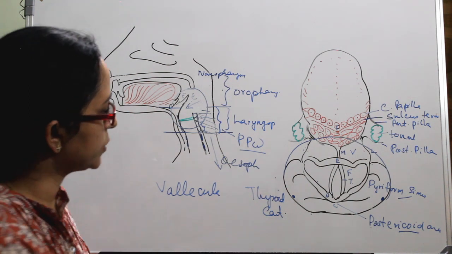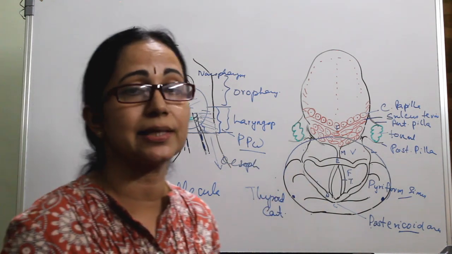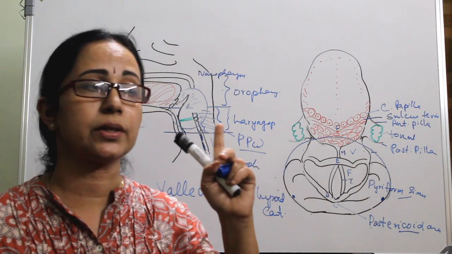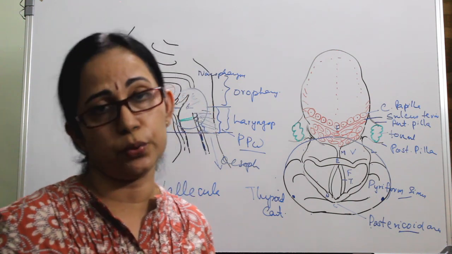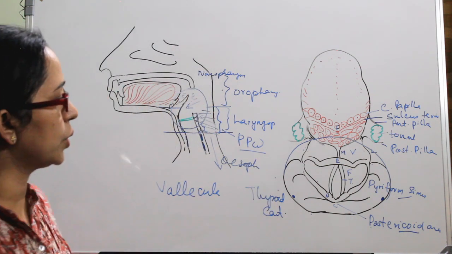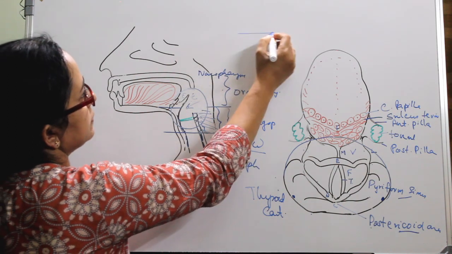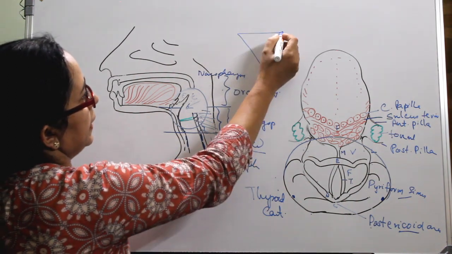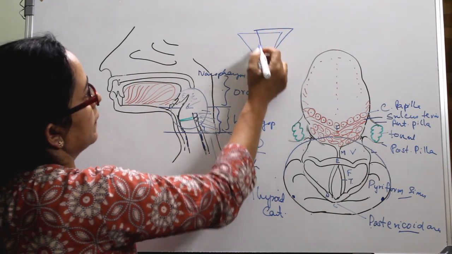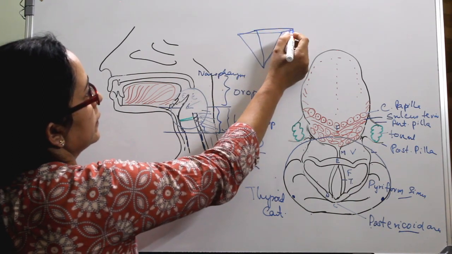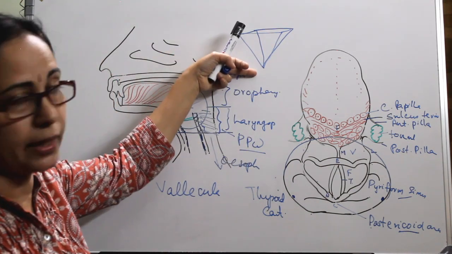Actually this pyriform fossa, or pyriform sinus, is a potential space. Can you name another potential space in the nasopharynx? The fossa of Rosenmuller. Like that, it is also a potential space, and it is shaped like an inverted pyramid, with a wider base and a narrow apex.